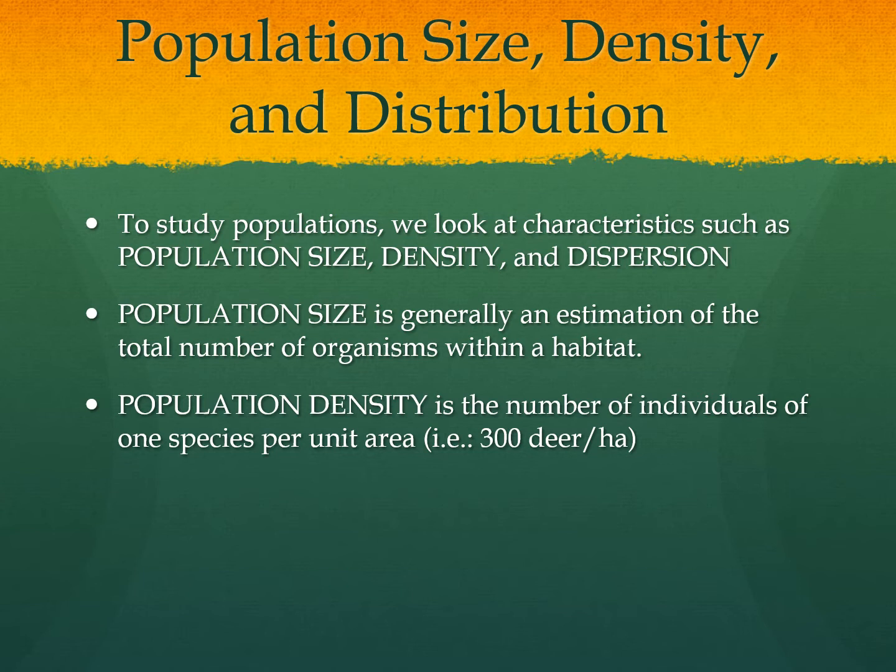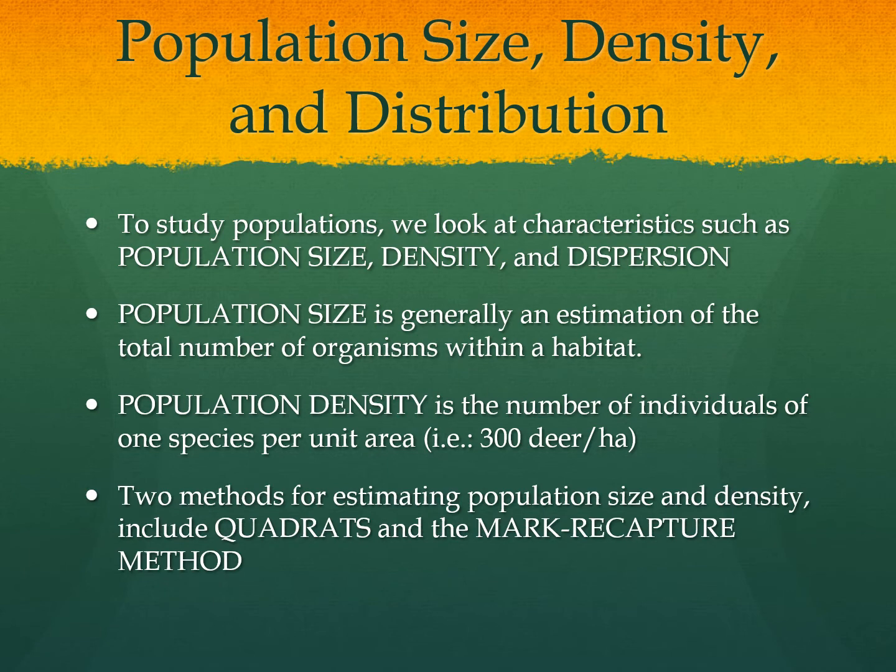Population density is the number of individuals of one species per unit area. An example that I've got here is 300 deer per hectare, but we could be looking as big as hectares, acres, square kilometers, square miles. Or we could be looking as small as per meter squared if we're looking at something small like an insect, or we could even be looking per milliliter if we're looking at, say, protists in a certain body of water.